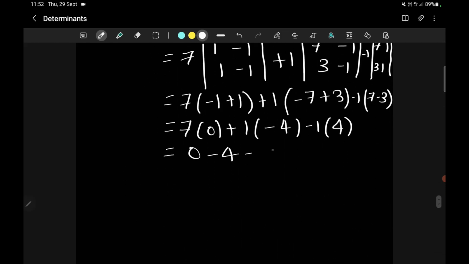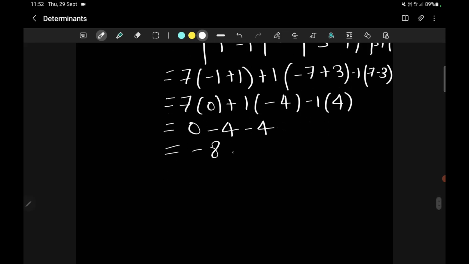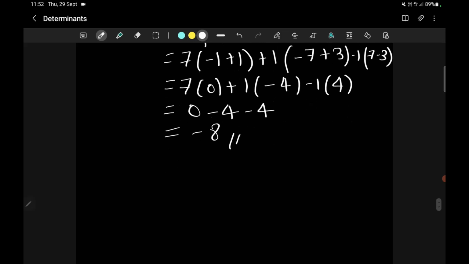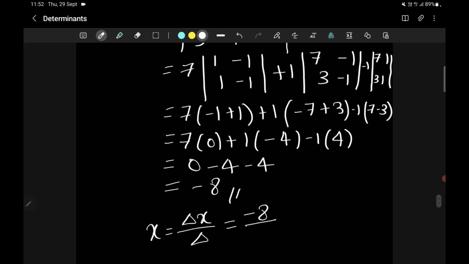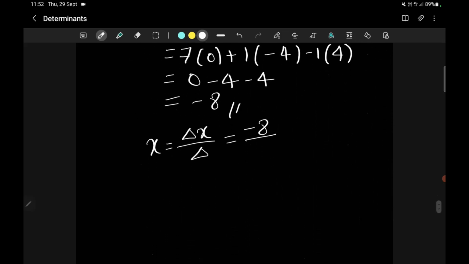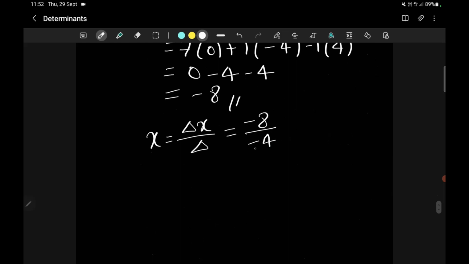4 into minus 1 becomes minus 4. This will become minus 8. This is our delta x. Now let's find x. To find x, we have one formula, delta x divided by delta. Our delta x is minus 8 and our delta is minus 4. Minus 8 divided by minus 4, 4 2s are 8. Therefore our x is 2.